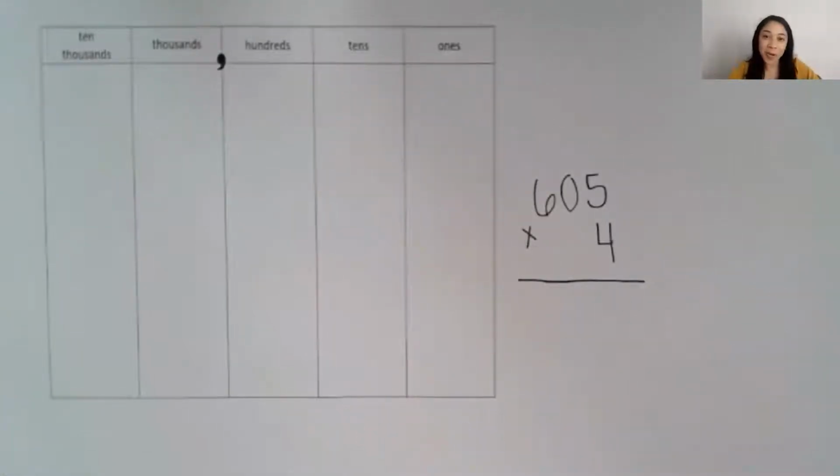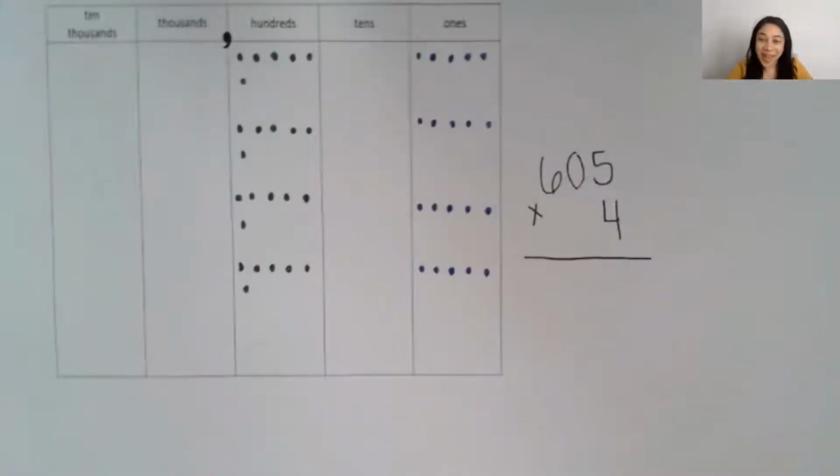Our next problem that we're working out together is 605 times 4. Here's what I'd like you to do. I'd like you to pause the video here to draw discs to represent 4 times 605 on your place value chart. And then be sure to write 4 times 605 vertically, just like mine. I'll be here when you get back. Welcome back. Go ahead and take a moment to compare your discs that you've drawn with mine.